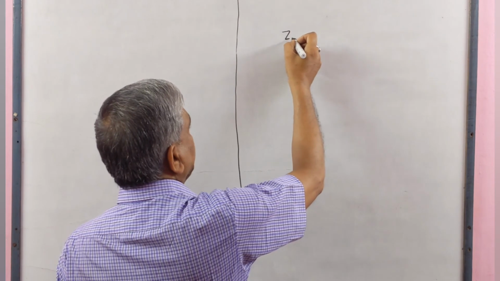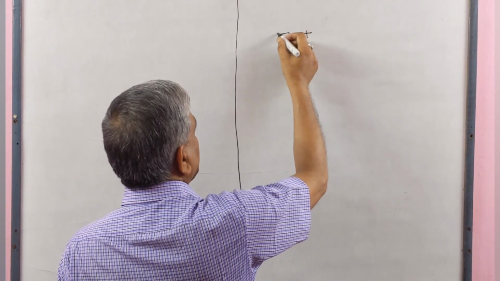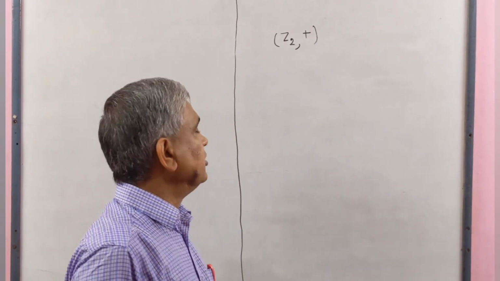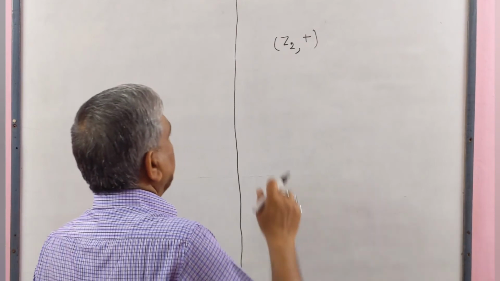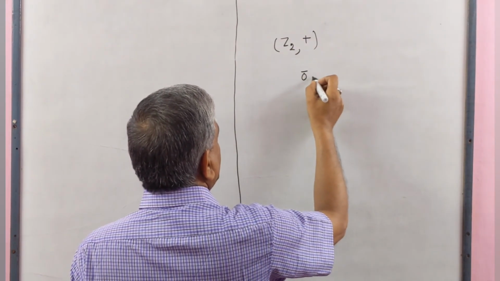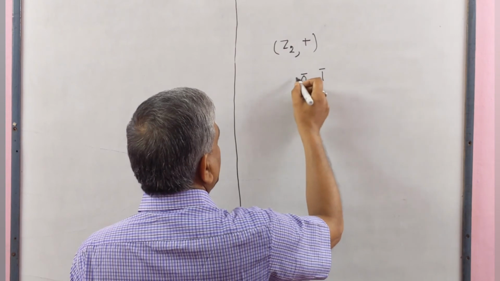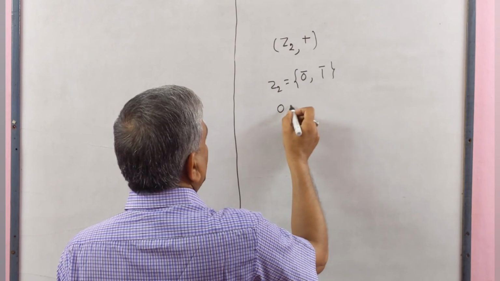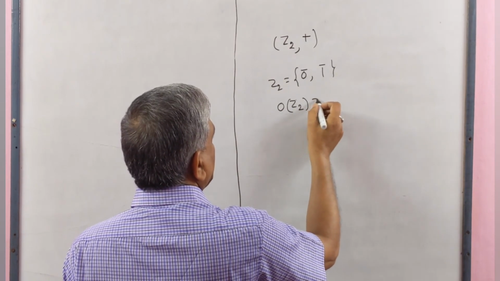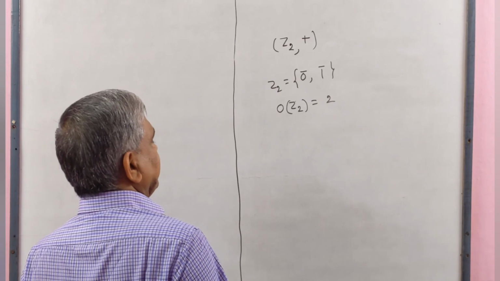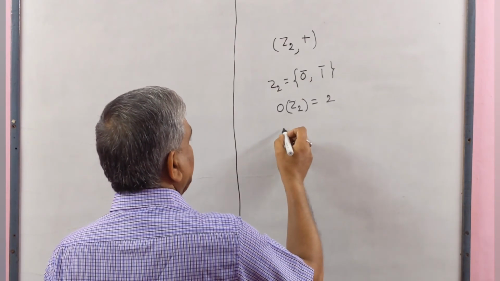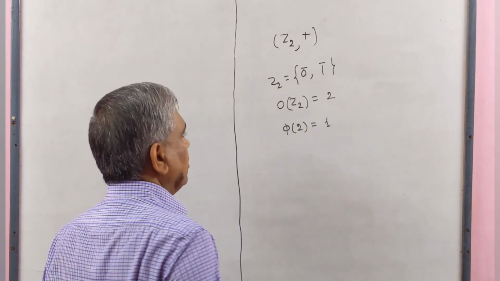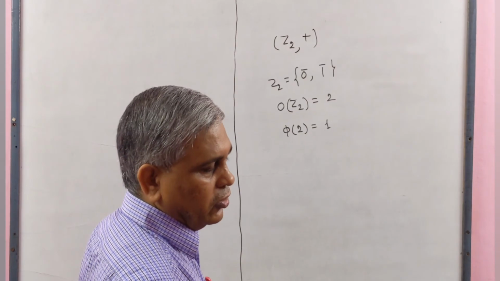In a cyclic group Z2 under addition, we have to find the number of generators. Here the elements of Z2 are 0 bar and 1 bar. That means the order of Z2 is 2. The number of generators will be Euler's phi function of 2, that is 1. Therefore we get only one generator of Z2 under addition.